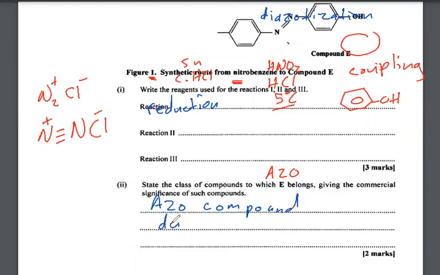They are used as dyes because they are brightly colored compounds. So used as dyes in the clothing and textile industry. In terms of color, they are brightly colored. If they ask for a color, you can put orange.